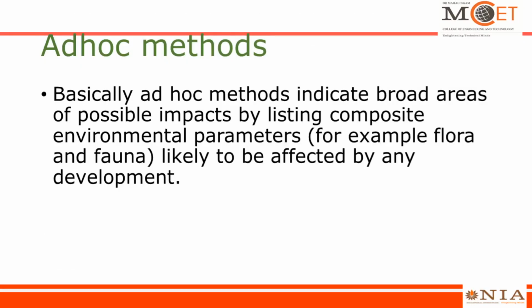So we are going to actually start the Adhoc method in this session. Although I wanted to discuss the Adhoc method in an elaborate way, I have not been able to do that in the past few sessions. So here we'll see what actually the Adhoc method is. Basically, the Adhoc method indicates the broad areas of possible impacts by listing composite environmental parameters which are likely to be affected by any development. As I said, this is a very crude method, and you're just going to list out some of the parameters which are going to get affected by any project.